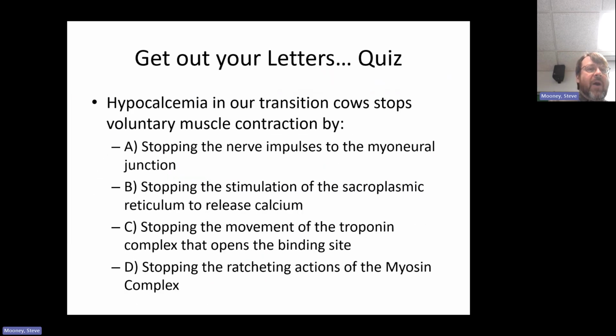So if we're thinking about hypocalcemia in our transition cow stopping muscle contraction, how does it stop it? Does it A, stop the nerve impulses to the myoneural junction? B, does it stop the stimulation of the sarcoplasmic reticulum to release calcium? C, stopping the movement of troponin complex to open up the binding sites or stop the ratcheting action of the myosin complex? When a cow has milk fever, what's going wrong in that sequence?